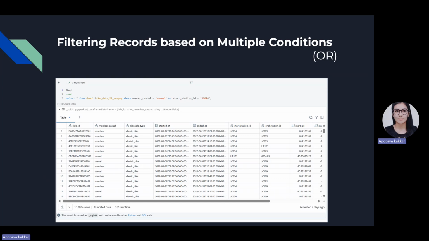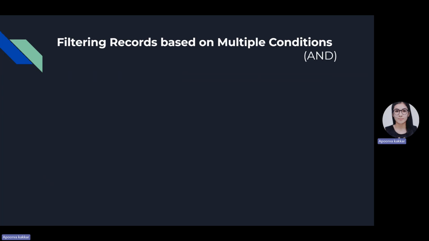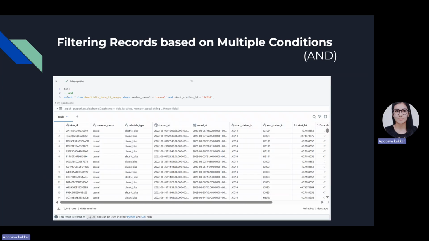Now we will run the same query but with the AND operator instead of OR. So it will return only those records which follow both the conditions together. In case one of the conditions is true, then the record will not be fetched, but the record will be fetched only when both the conditions are true, as can be seen in the output as well. So both the conditions are satisfied for all the records. All the start station IDs are JC014 and all the member casuals are casual.